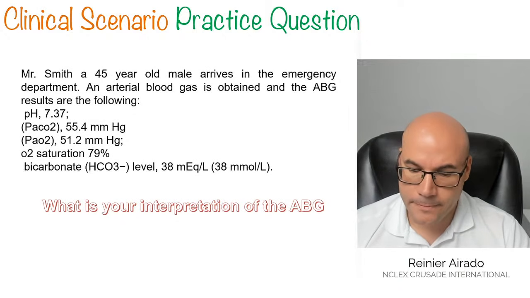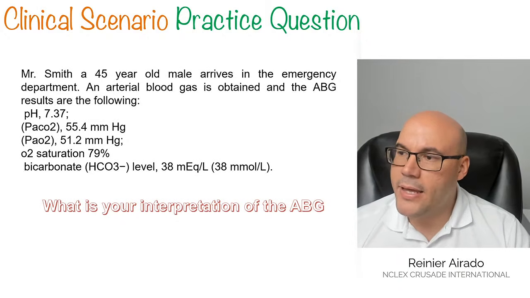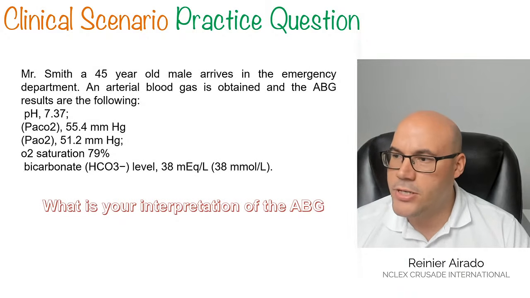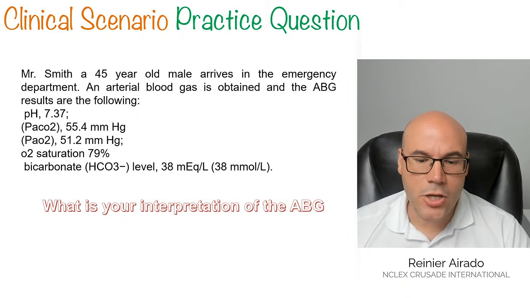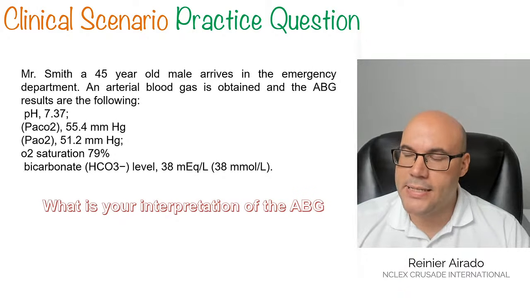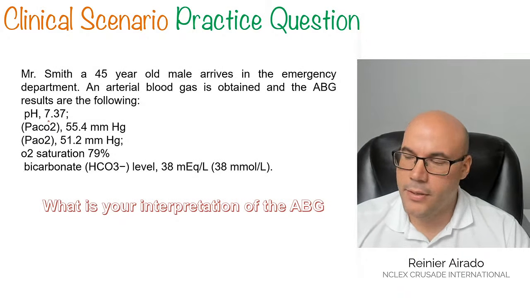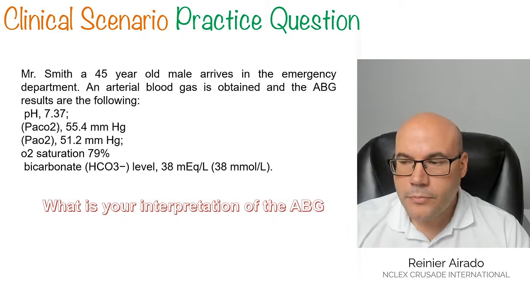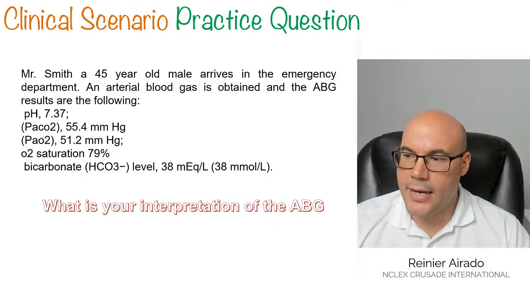It says, Mr. Smith is a 45-year-old male who arrives in the emergency department, and an arterial blood gas is obtained, and the results are the following. The pH is 7.37. The PaCO2 is 55. Pressure of oxygen is 51. And the O2 saturation is 79.